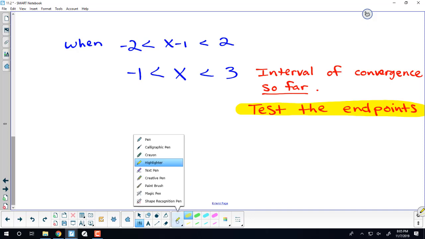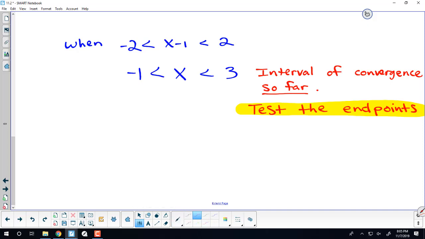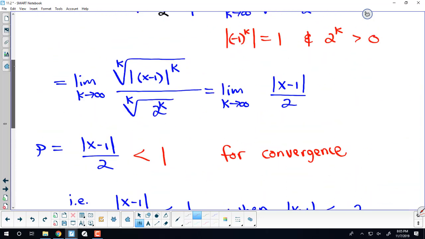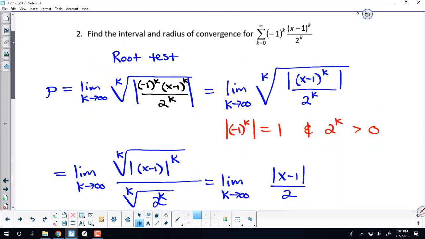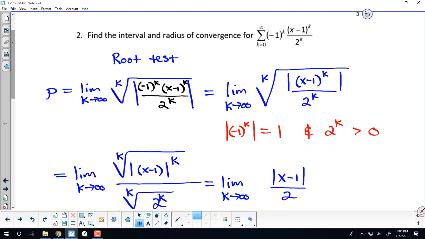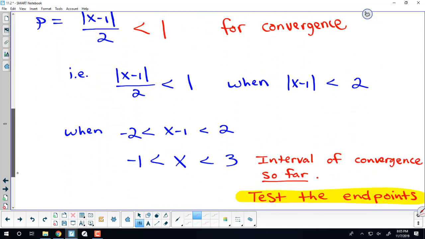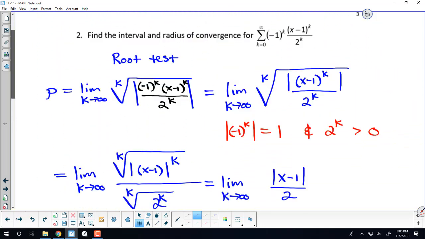And what we mean by test the endpoints is we're testing that series. Does that series converge? If so, for what values? So we mean test the endpoints in the original series that was given. So in that series, we're just going to let x equal -1, see what kind of series we come up with, and x equal 3, see what kind of series that produces, and then test both of those series for convergence or divergence.